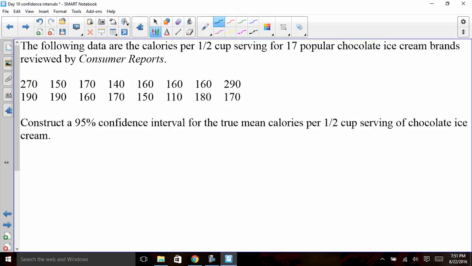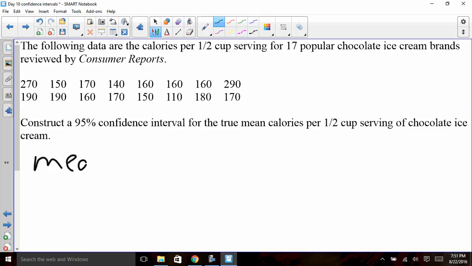And our last one. So the following values are calories per half a cup of serving of 17 different types of chocolate ice cream brands. Which, if anyone counts calories, those are kind of a lot. Especially that 290 over there. So what we're going to do is go ahead and construct the 95% confidence interval.